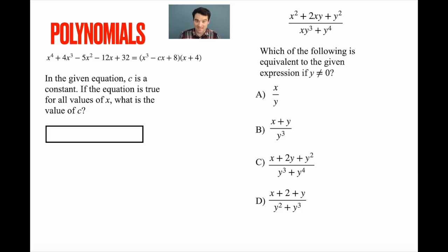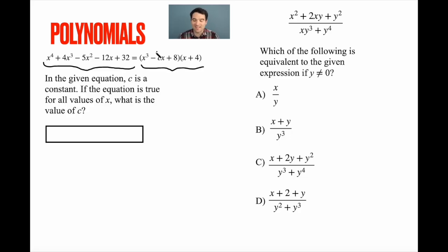Pause the video and give these questions a shot. In the given equation, so this monster up here, c is a constant. If the equation is true for all values of x, what is the value of c? All right, well, this side is completely expanded, right? All the terms are laid out, and I can't combine any of them because none of them are like terms. But this side is all packaged up, all factored. So let's practice expanding that, right?